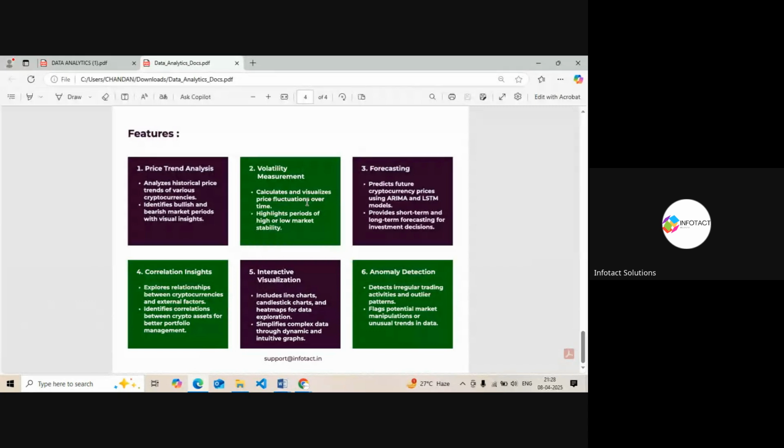Then there is something called LSTM. Similarly, a deep learning model, Long Short-Term Memory. This is a recurrent neural network, that is an RNN model, that captures the sequential dependencies in data having long-term dependence. It is more effective for highly fluctuating price patterns and can handle long-term dependence that I told you.